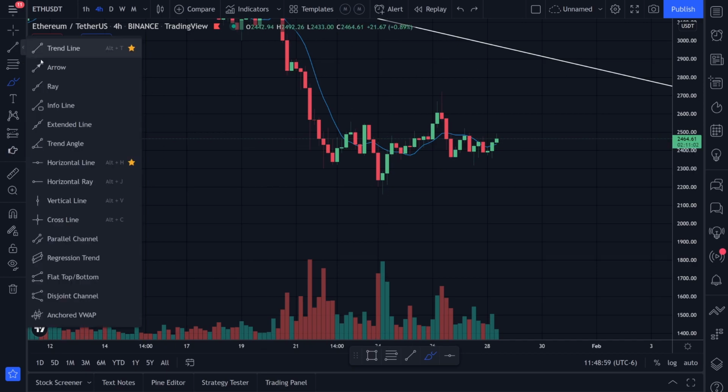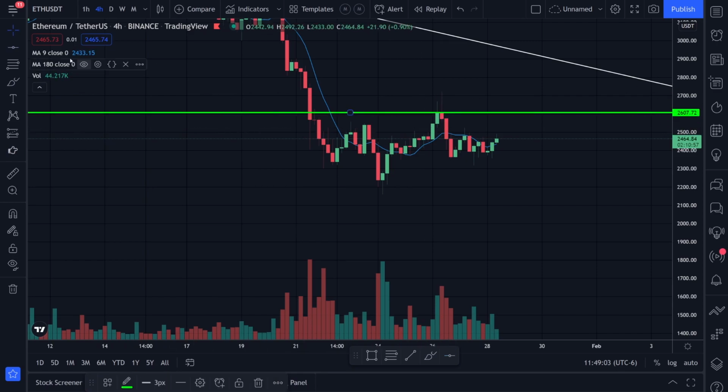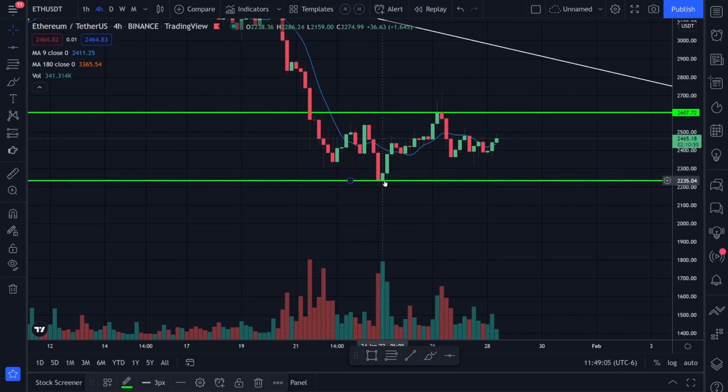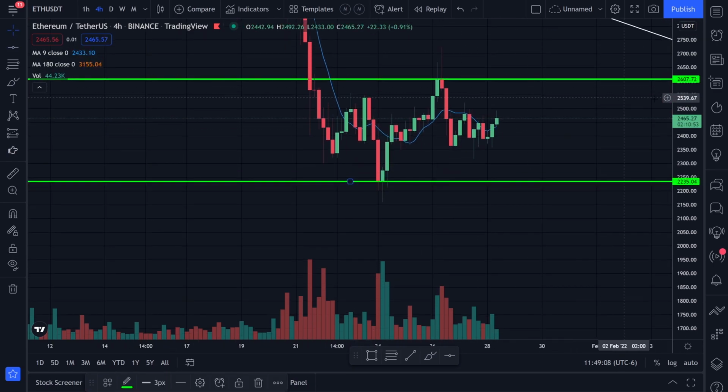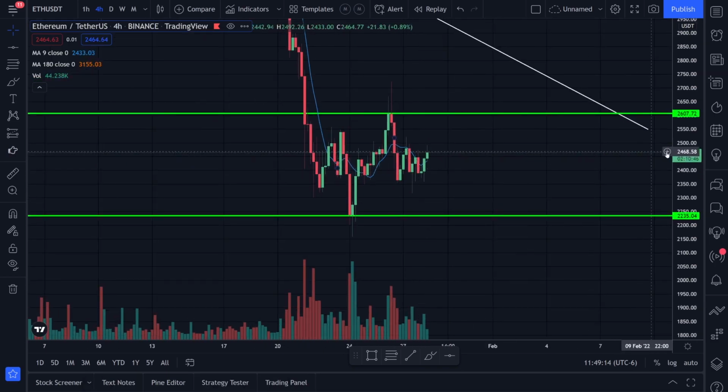So let's go ahead and do some horizontal lines. We have a horizontal line right here, and then we have another one right here. This one, the top is sitting around 2,607. The bottom is sitting around 2,235. I think we're kind of sitting in this range right now.